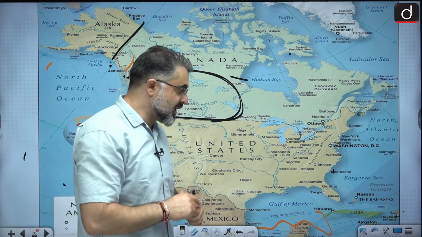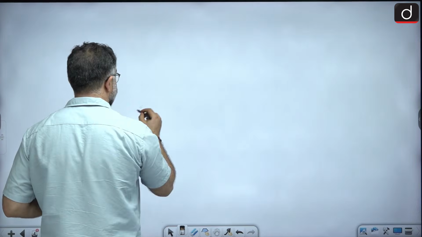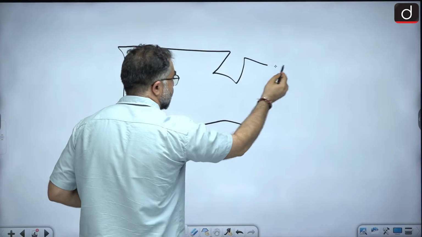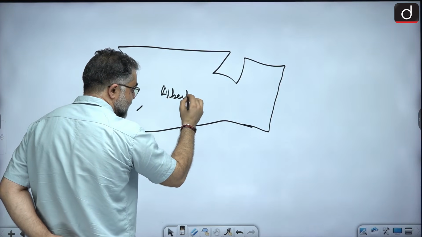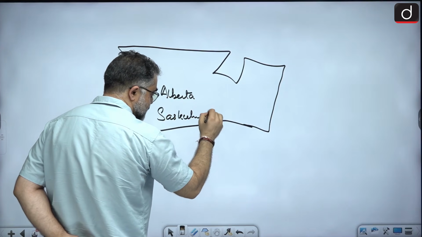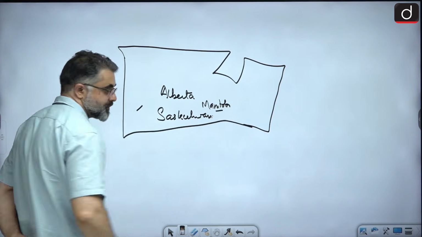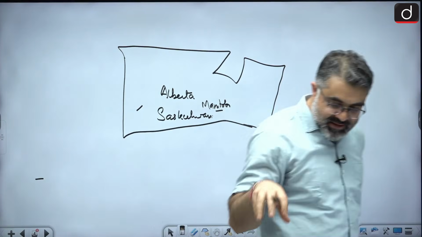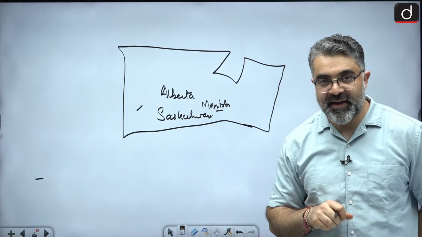So in your atlas, if you can mark three places, three states, let's suppose. One is Alberta, one is Saskatchewan, and you can locate the Manitoba region. These areas, these plains are actually the central states, central regions, the prairie regions of Canada.